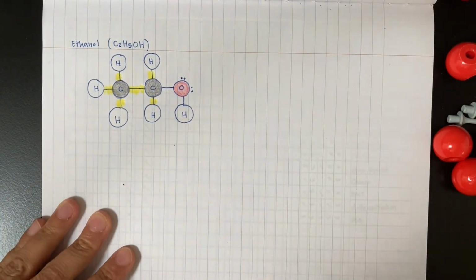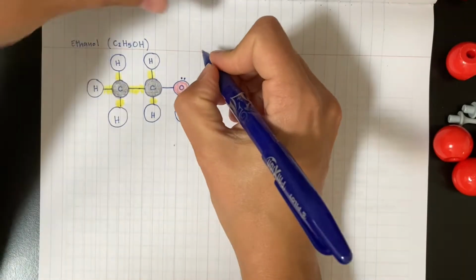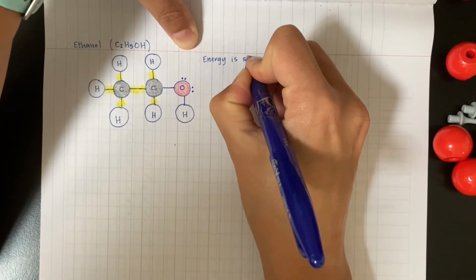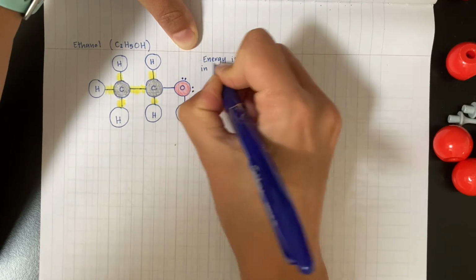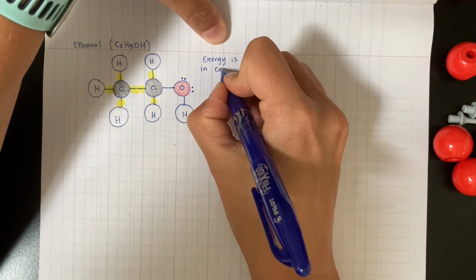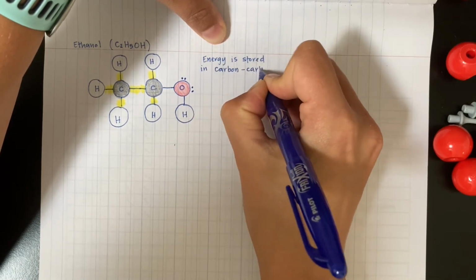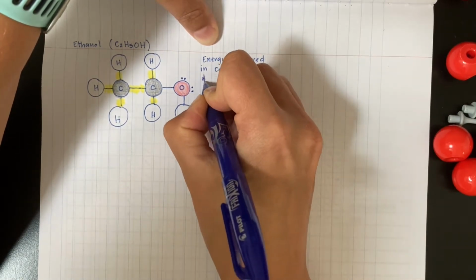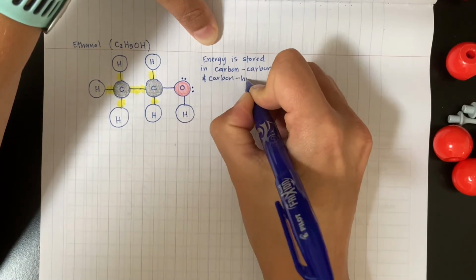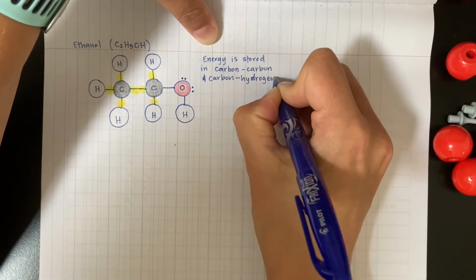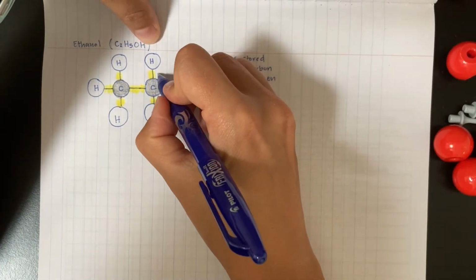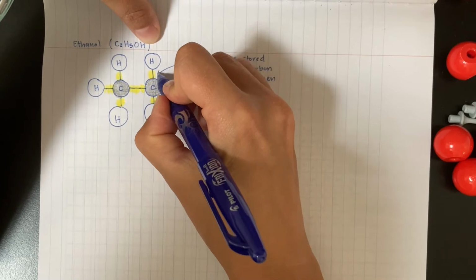Let's take a little note here. Energy is stored in carbon to carbon and carbon to hydrogen bonds. And then I'm just going to draw a little arrow here. Whoop, like that one.